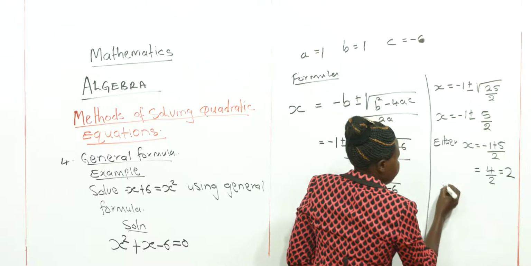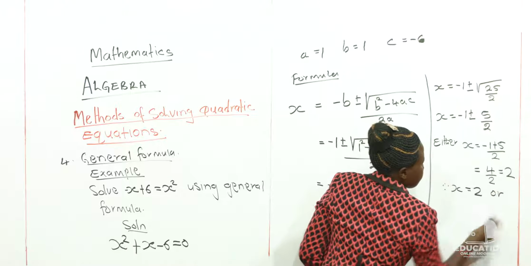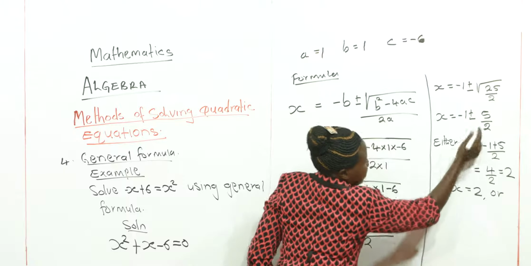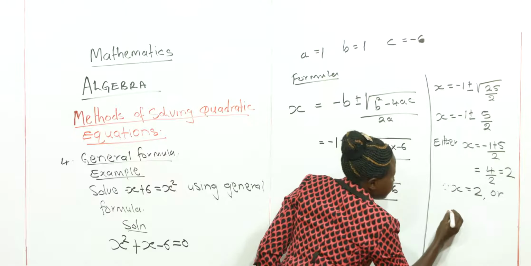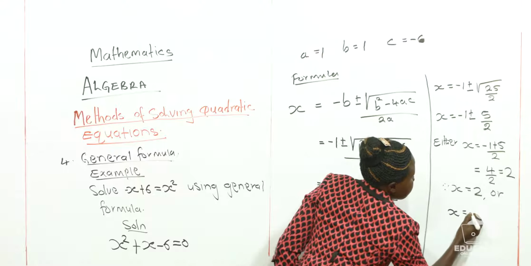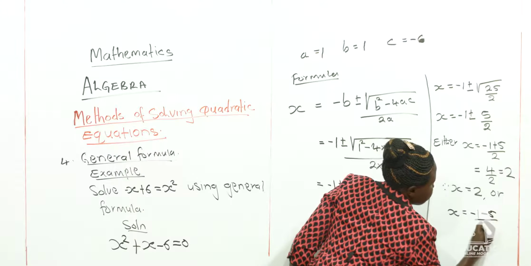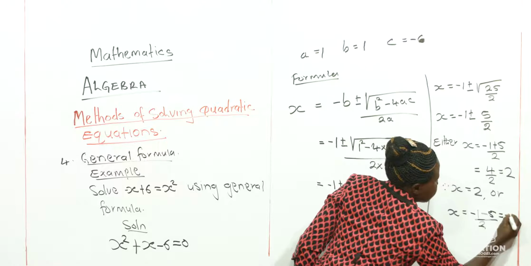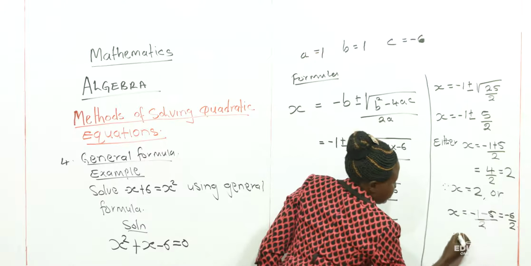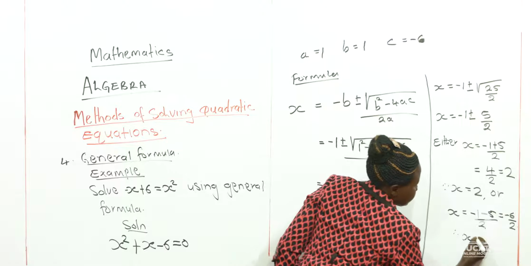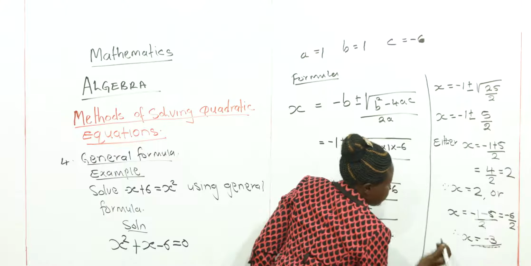So you say therefore x equals 2, or you will now take the negative of this root here, so x will be equal to negative 1 minus 5, all divided by 2, which will give us negative 6. So negative 6 divided by 2 gives us negative 3. So dear learners, this is how you simply use the general formula.